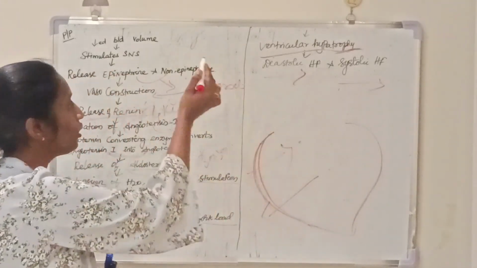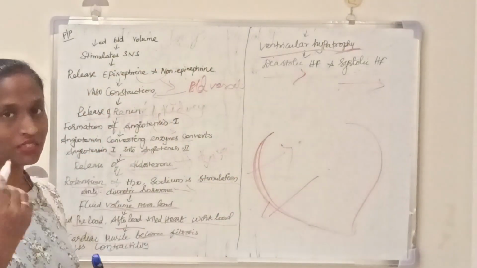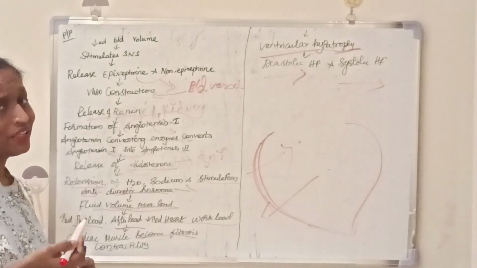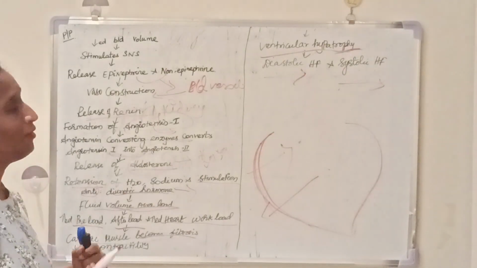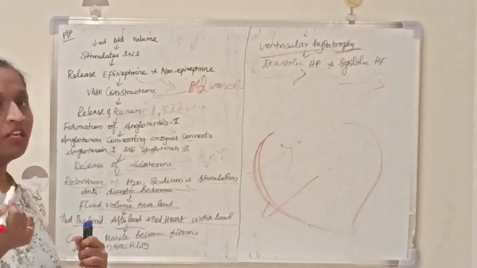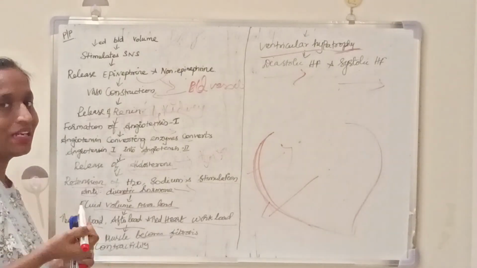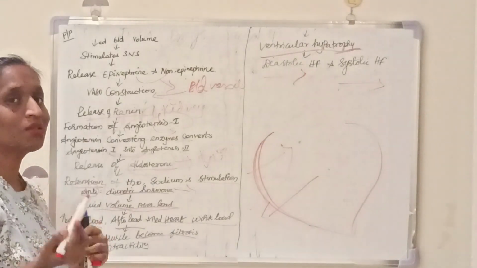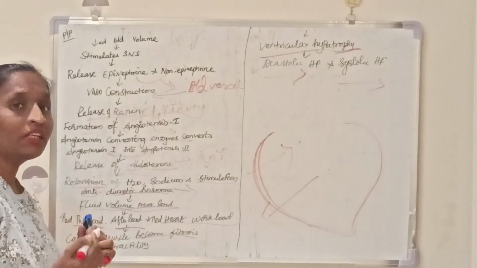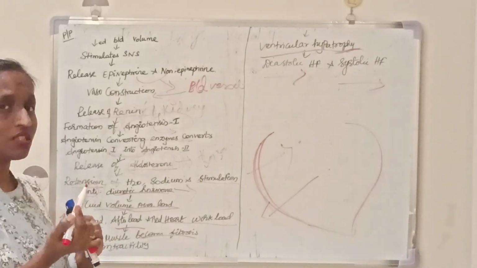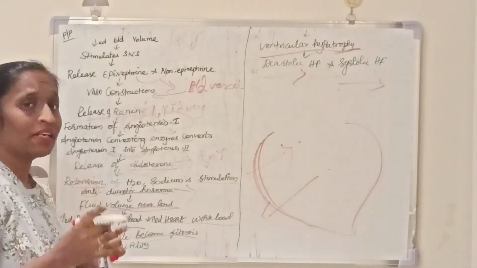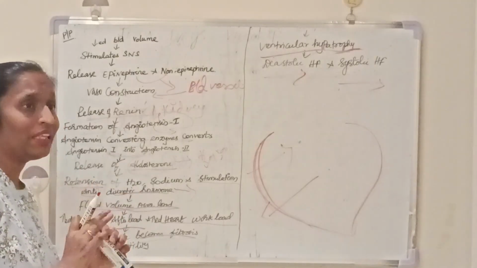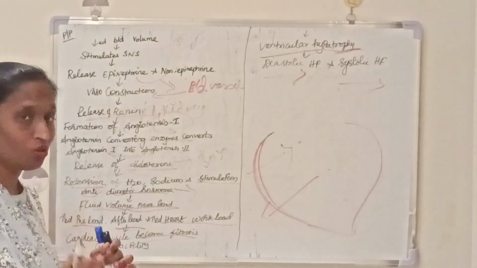Understand? So due to the decreased blood volume, there is stimulation of the sympathetic nervous system. Due to this stimulation, there will be a release of epinephrine and norepinephrine. That may lead to vasoconstriction and stimulation of renin. It converts angiotensin 1 into angiotensin 2 and releases aldosterone. Due to that, there will be retention of fluid and then release of antidiuretic hormone also.